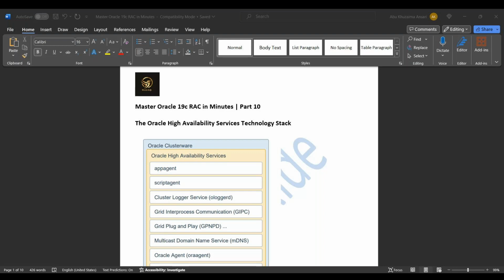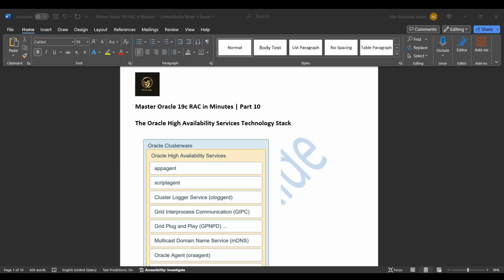The next process is GIPC, that is Grid Interprocess Communication, a support daemon that enables redundant interconnect usage. The next process is GPNPD, which provides access to the Grid Plug and Play profile and coordinates updates to the profile among the nodes of the cluster to ensure that all of the nodes have the most recent profile.